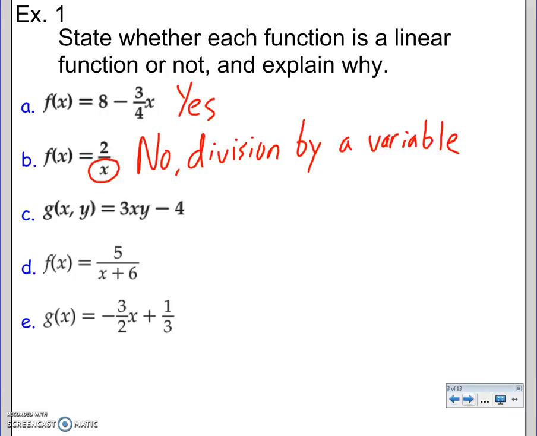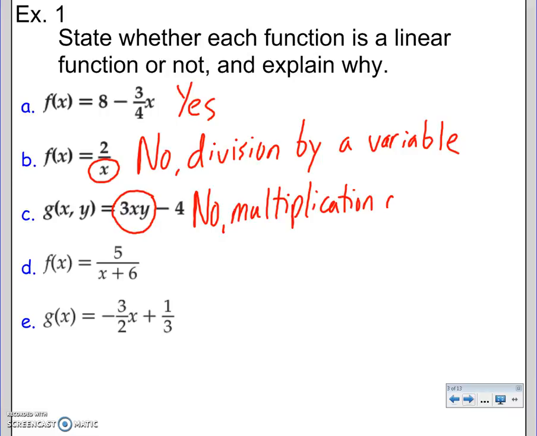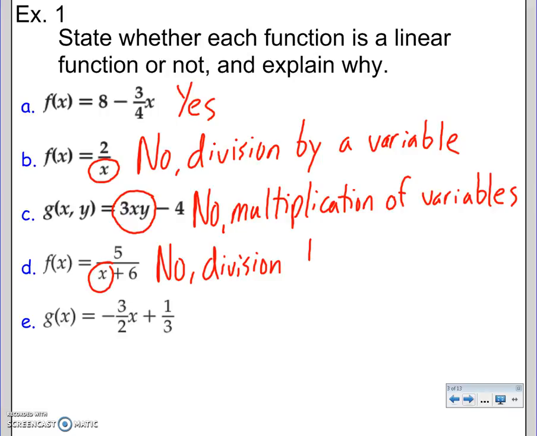Alright, this one, C, no, it has multiplication of variables. Multiplication of variables. Multiply by numbers is okay, but letters by other letters is not. D, division by a variable. If the letter's on bottom, that's bad. If it's on top of a fraction, that's good. So no, division by a variable.